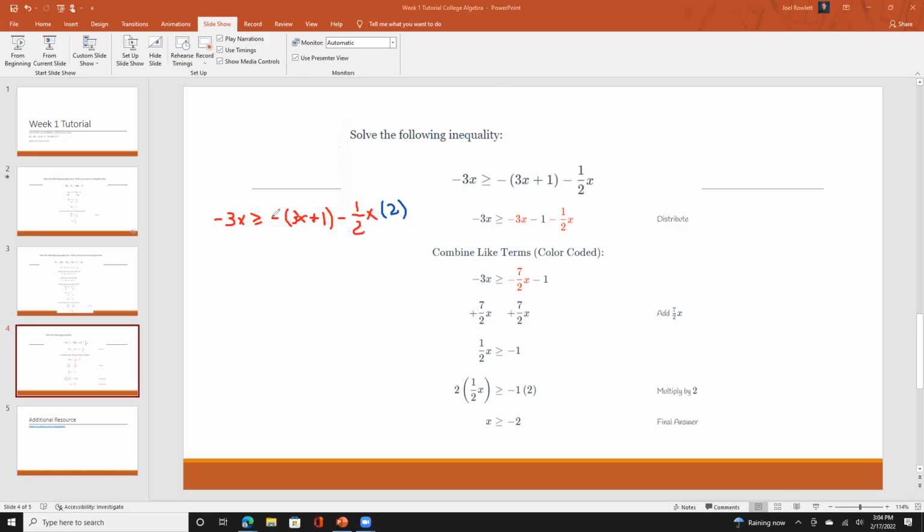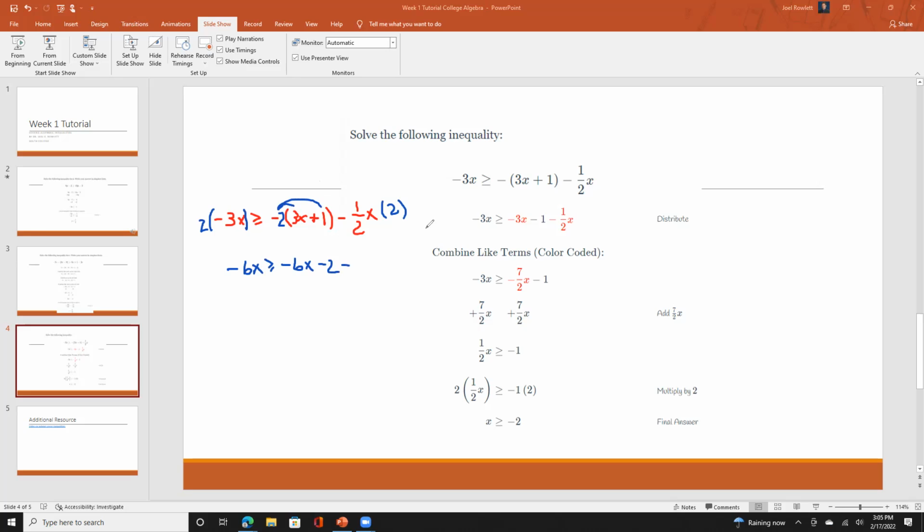And if I multiply that term by 2, I must multiply everything by 2. Every term gets multiplied by 2. And once I do that, on the left side, I will have 2 times -3x, which is -6x, is greater than or equal to. And then I'm going to distribute this -2 across here and here. -2 times 3x is -6x. And then the -2 times the +1 will be -2.